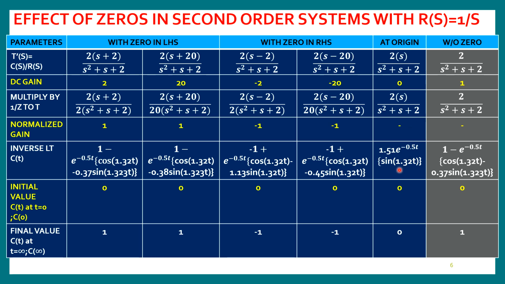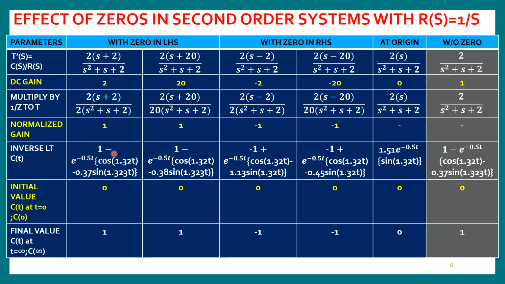When it is at the origin, there is no final value. The value simply has exponential and sine terms. So we can come to a clear picture that at the origin, we don't have any final value. As it is multiplied with an e power minus term, all the values are going to decay as time enlarges. For these two cases, when the zeros are in the RHS, the final value is -1. Here the final value is 1.